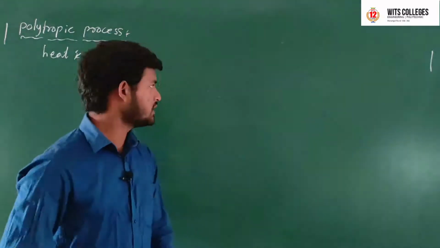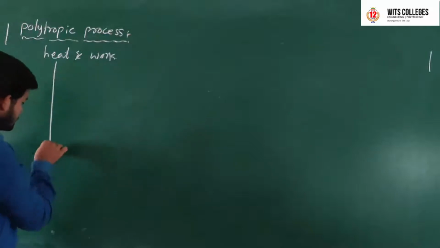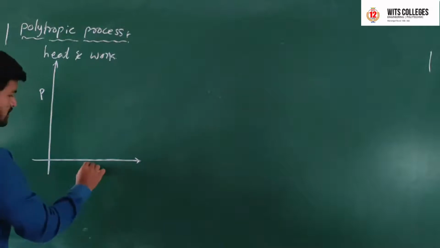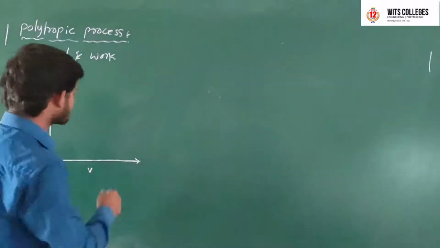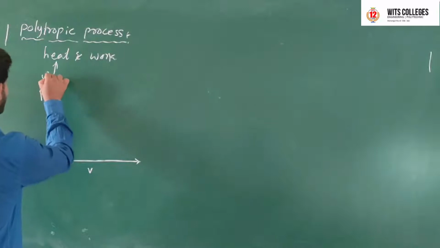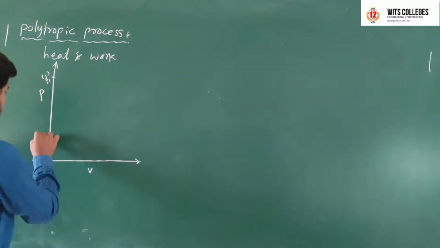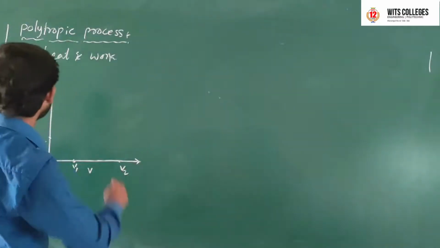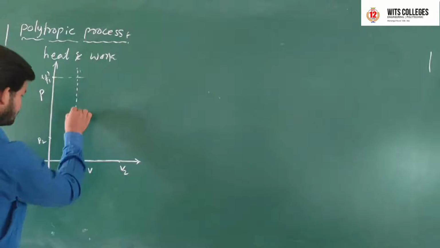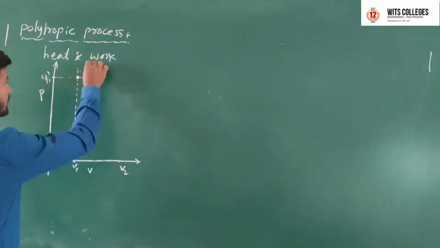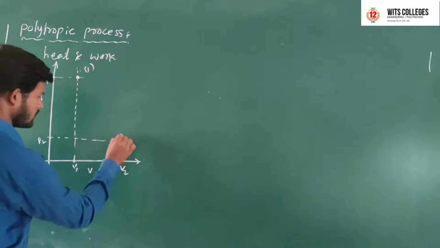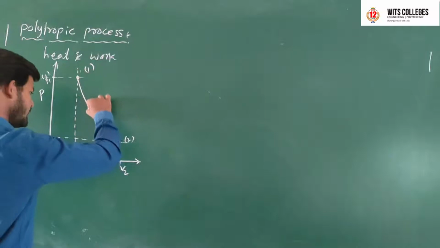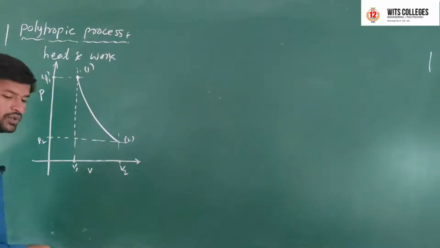Suppose we draw the pressure versus volume, the PV diagram. This is the first point, this is P1 and this is P2, here this is V1 and here we take V2, and we draw the first state. This is the first state and this is the second state. Okay, we are joining the two states, from the first point to the second point.